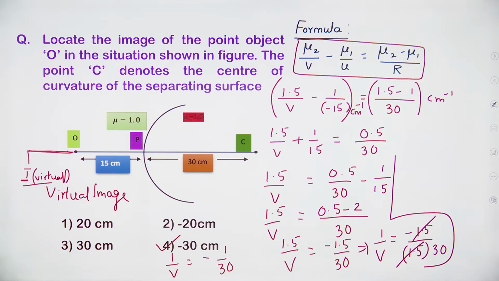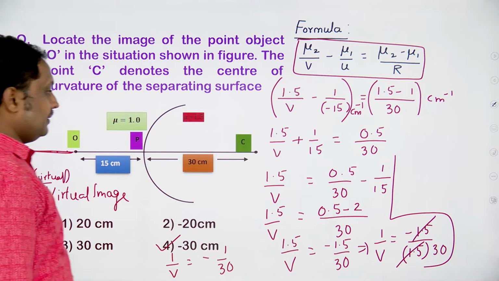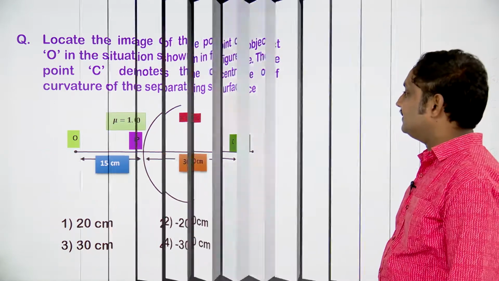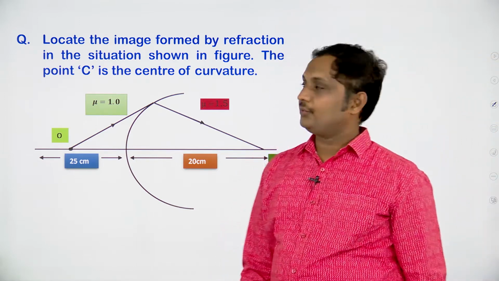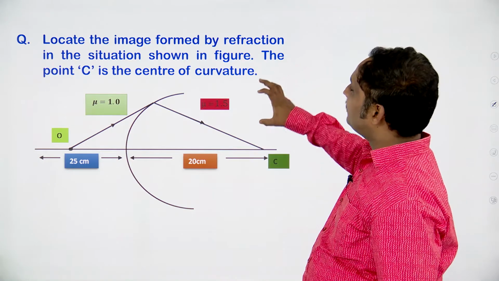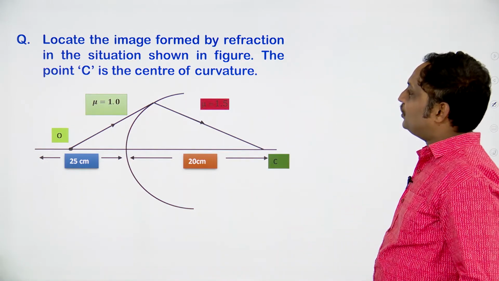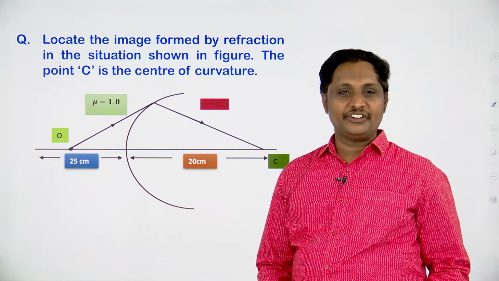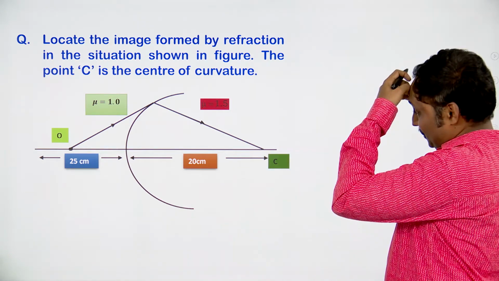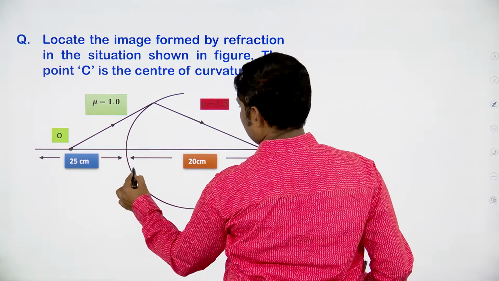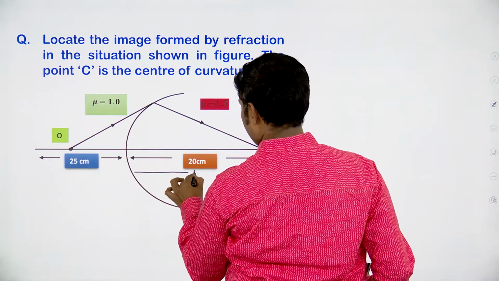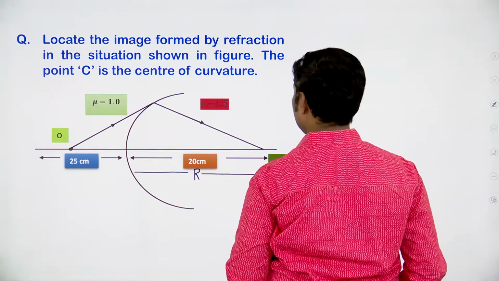All of you have a look into that matter. Let us take that. It's very clear. In this case also we would like to go for that. Locate the image formed by the refraction in the situation shown in the figure, as the point C is going to be the center of curvature. It's very clear. Yeah, from the figure it was confirmed that you would like to go for this one. This is going to be the R, all right.